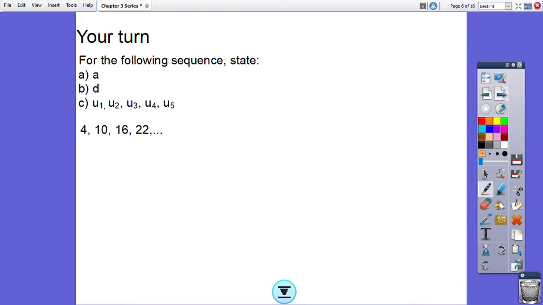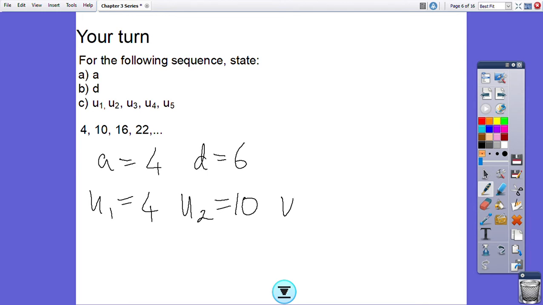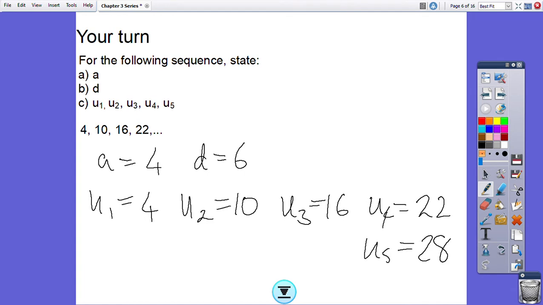Okay, right, so for this example, we have that A was, of course, equal to 4, D was equal to 6, and then you've got U1 is 4, U2 is 10, U3 is 16, U4 is 22, and U5 is 28. If you got that, give yourself a big tick, and let's move on to another example.